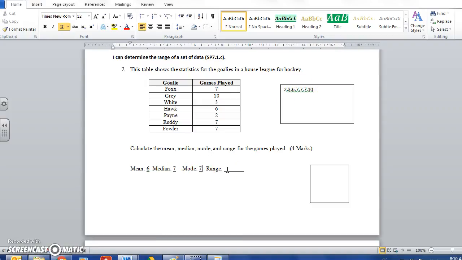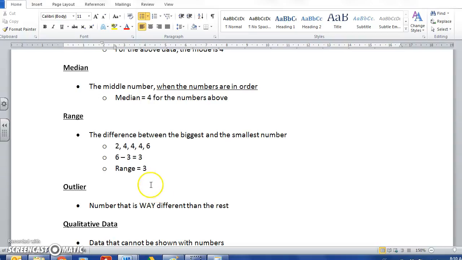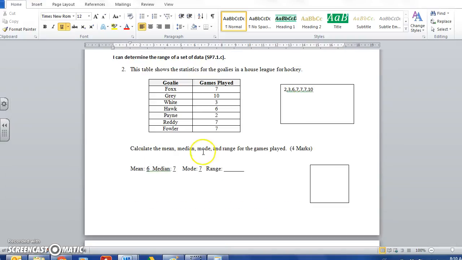Now if I take a look at my range, we haven't talked about that yet, but your range is the difference between the biggest and the smallest number. So for difference here, that means that I'm going to subtract. I'm going to take my biggest number, subtract the smallest number from it, and that will give me my range. So if we go back to our data here, my biggest number is 10, my smallest number is 2. So if I take 10 and I subtract 2 from it, my answer is going to be 8. So I know that my range is 8.